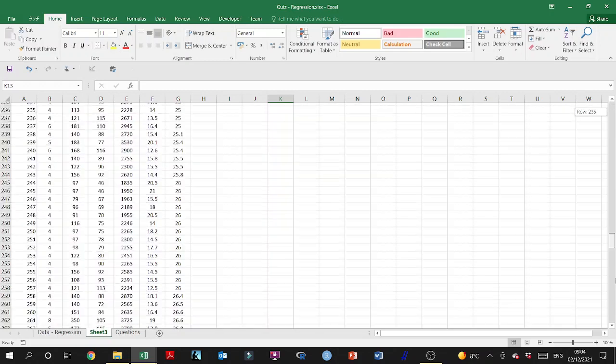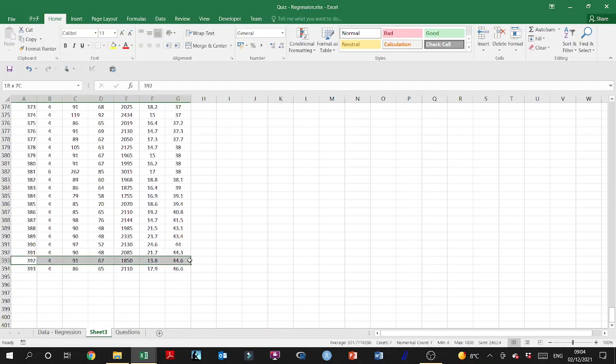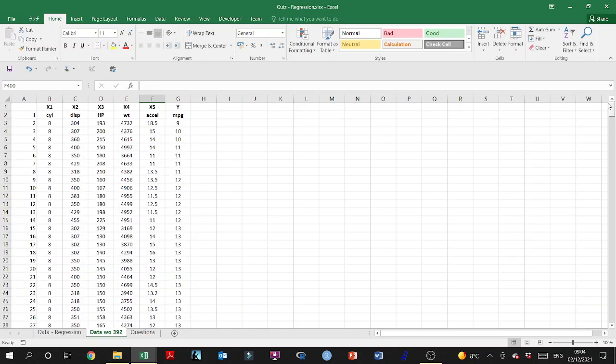392. We need to delete 392. All is good. So this is 392. Get rid of it. So this is the data without 392, which is the first outlier. Now let's run the analysis again.